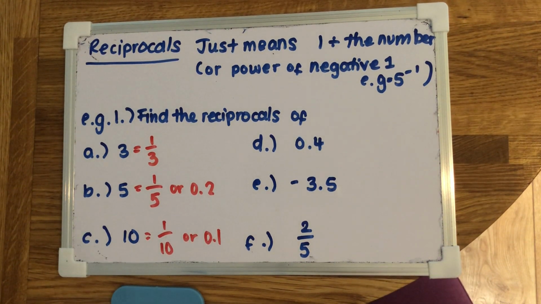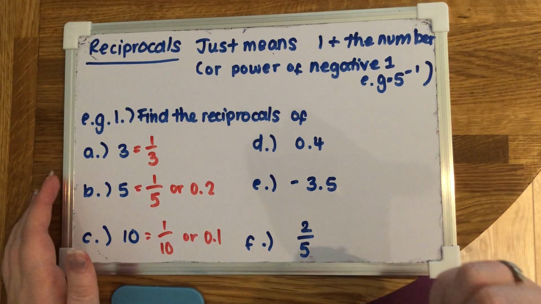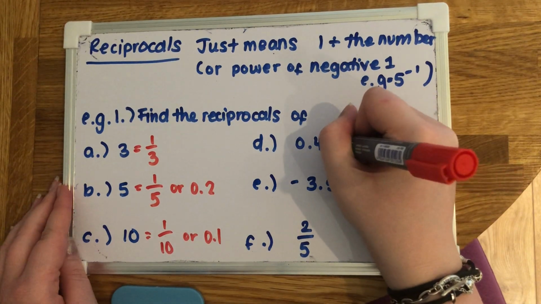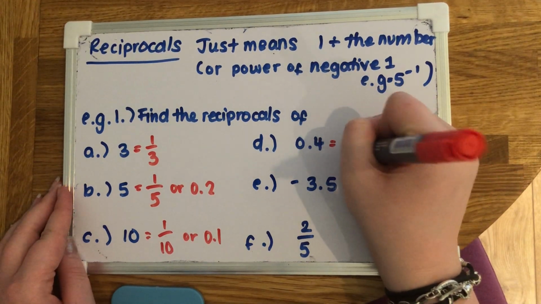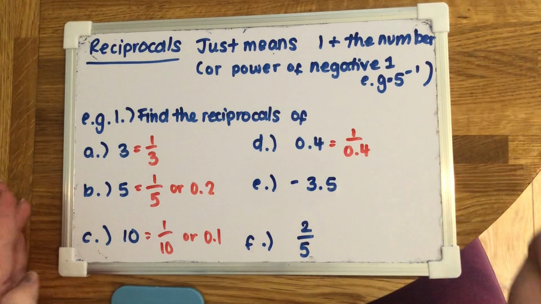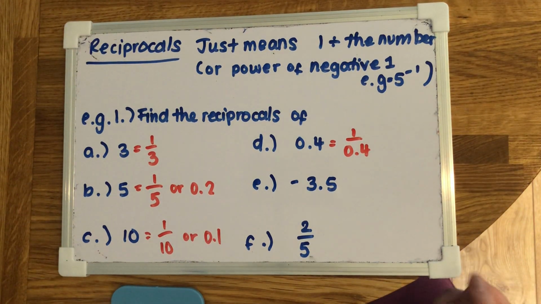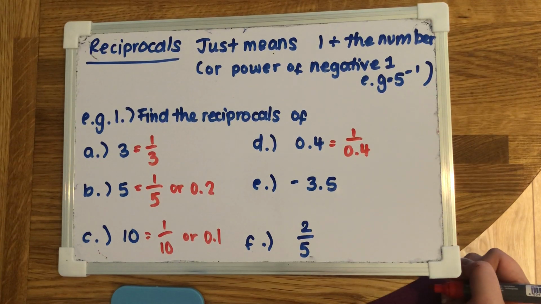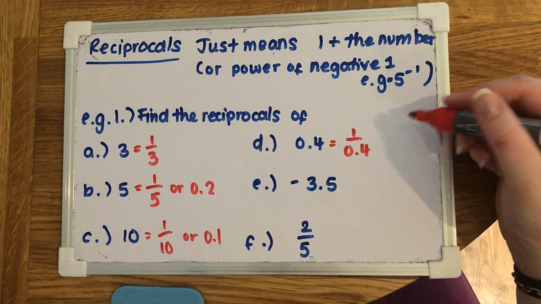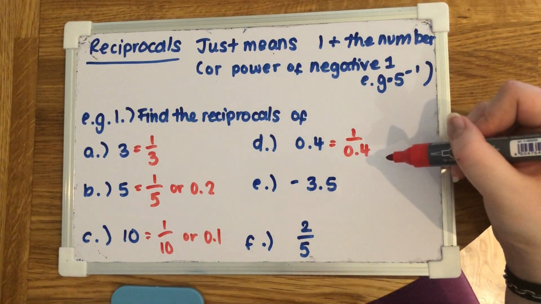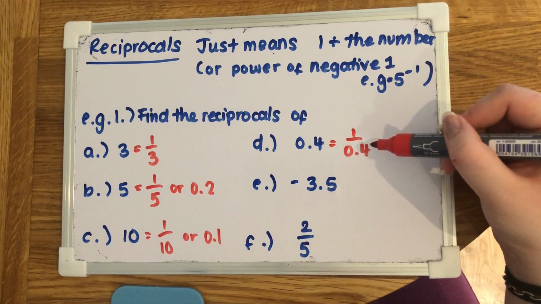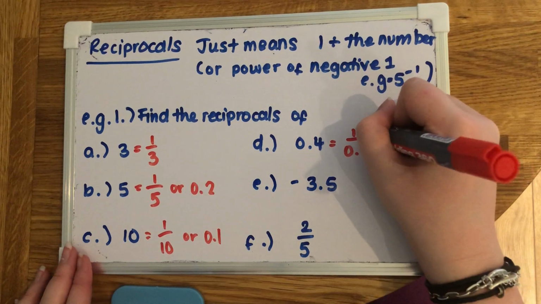Okay, so the next ones are a little bit harder, but we can still do it the same way. It's just we can manipulate it afterwards to make it a little bit easier. So again, this is just going to be 1 divided by 0.4. Now looking at that, it doesn't look particularly nice because you don't normally see fractions with decimals in. So what I could do is I could times the top and the bottom both by the same number, so that we get this to not be a decimal anymore. So the easiest number I could pick is 10.